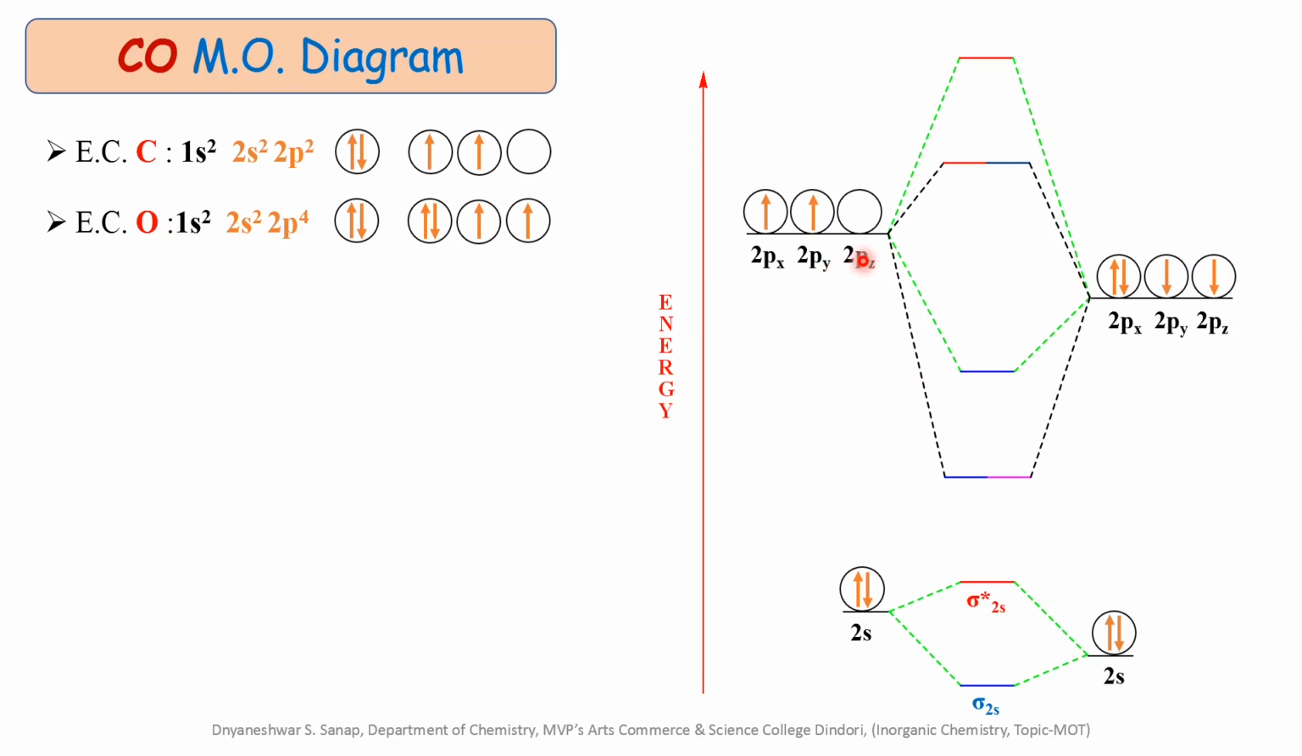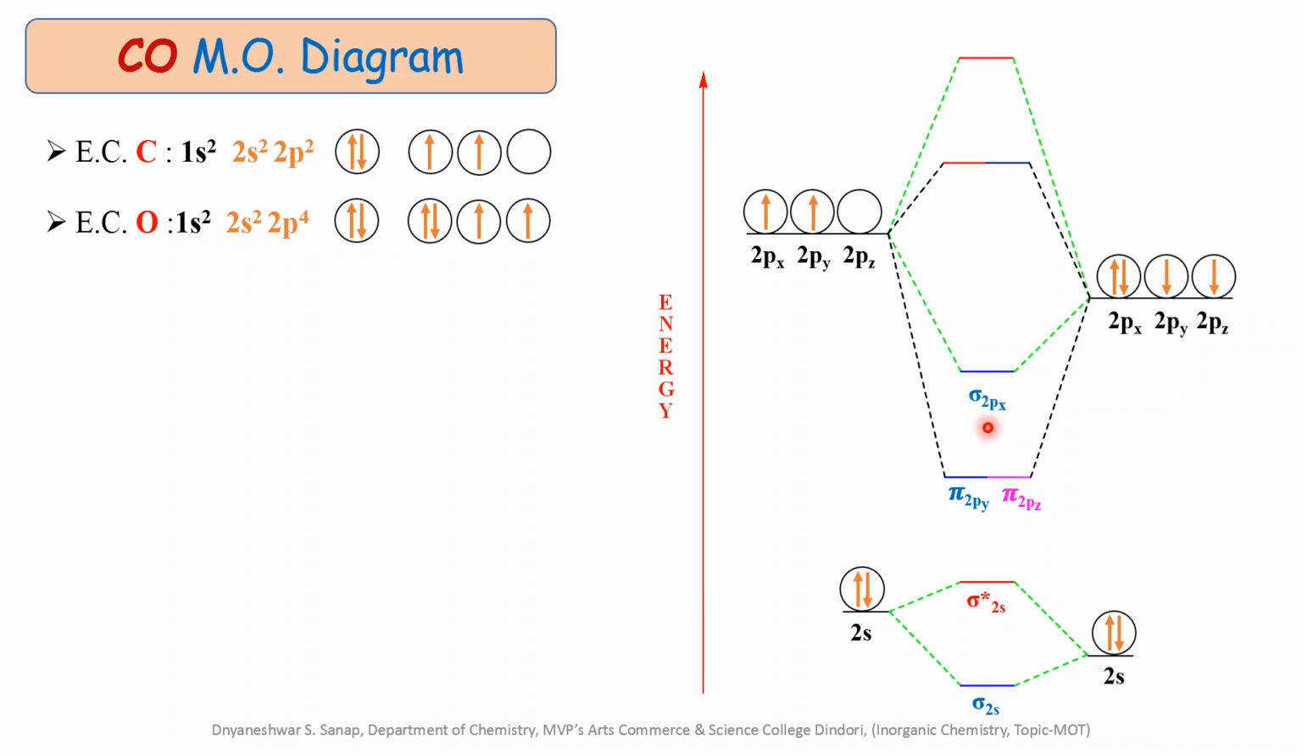When the 2p atomic orbitals of carbon and oxygen combine together, they produce 6 molecular orbitals. Out of these 6 molecular orbitals, the lowest energy ones are the pi molecular orbitals, called pi 2py and pi 2pz, which are degenerate in energy. The higher energy molecular orbital, which is formed by the combination of 2p atomic orbitals of carbon and oxygen, is the sigma 2px bonding molecular orbital.